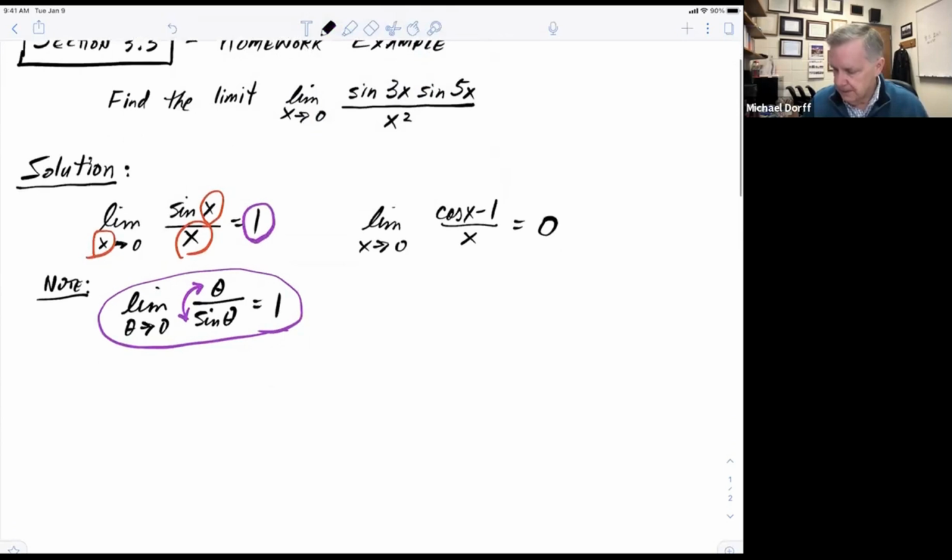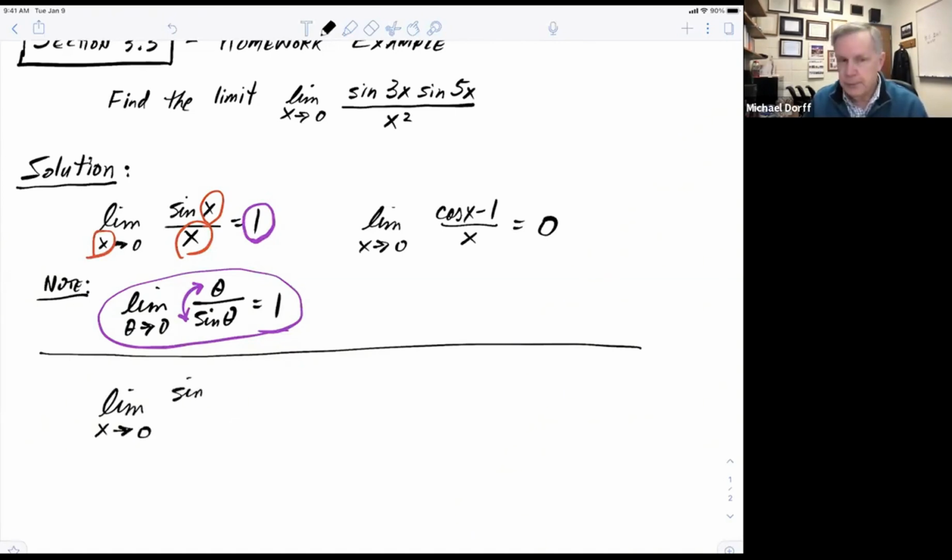Remembering those two facts, how can we use this to solve problems? Well, notice that the problem we're working on, the sine of 3x times the sine of 5x over x squared, looks more like the first one because we have a sine term there. So let's explore this a little bit more. Let's say x is going to 0. What the first property says is, again, I can have anything I want in that box, and the sine of the box over the box equals 1.